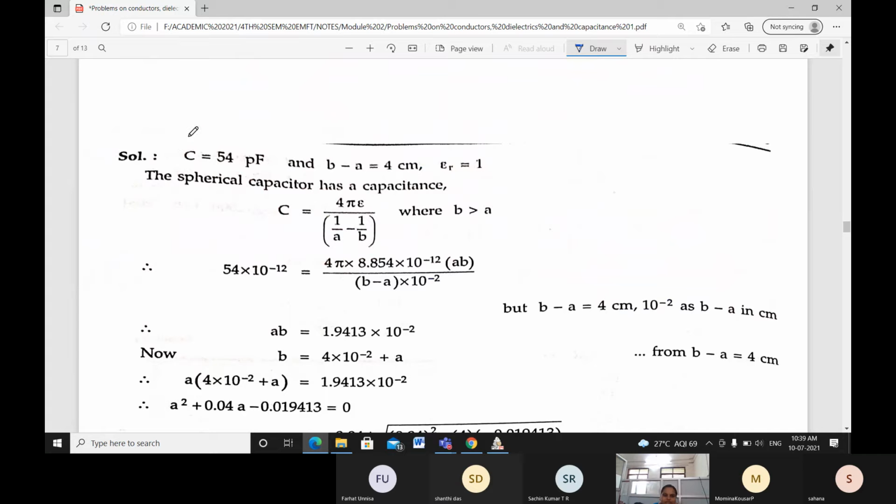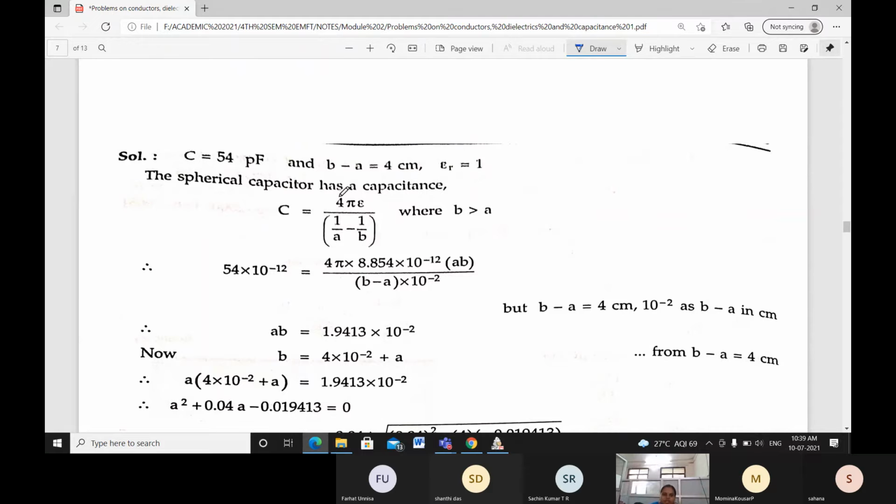What is given for us? They have given the capacitance, that is 54 picofarads. What do we have to find out? We have to find the first radius and the second radius, that is A and B. For that, B minus A is given as 4 centimeters, and the medium they are placing is air. For that reason, epsilon R is going to be equal to 1 only.